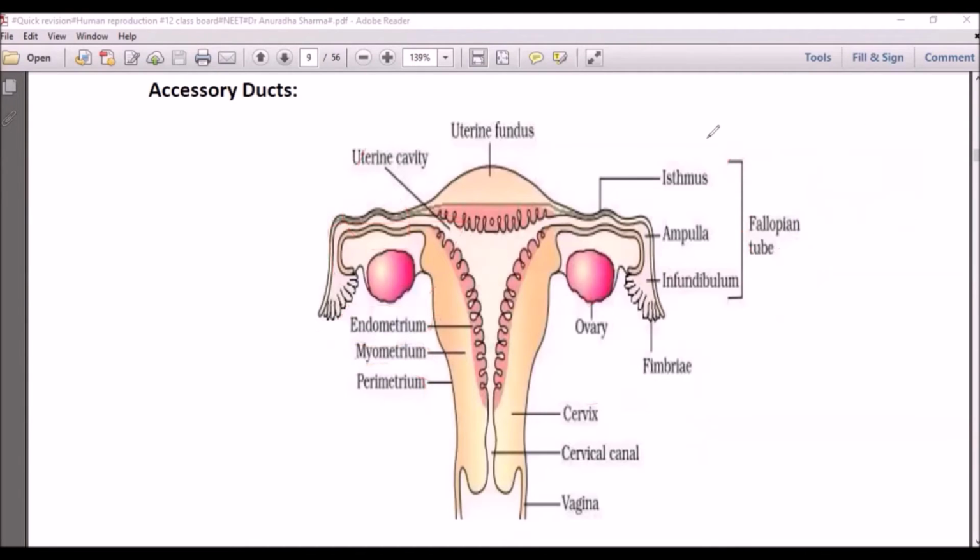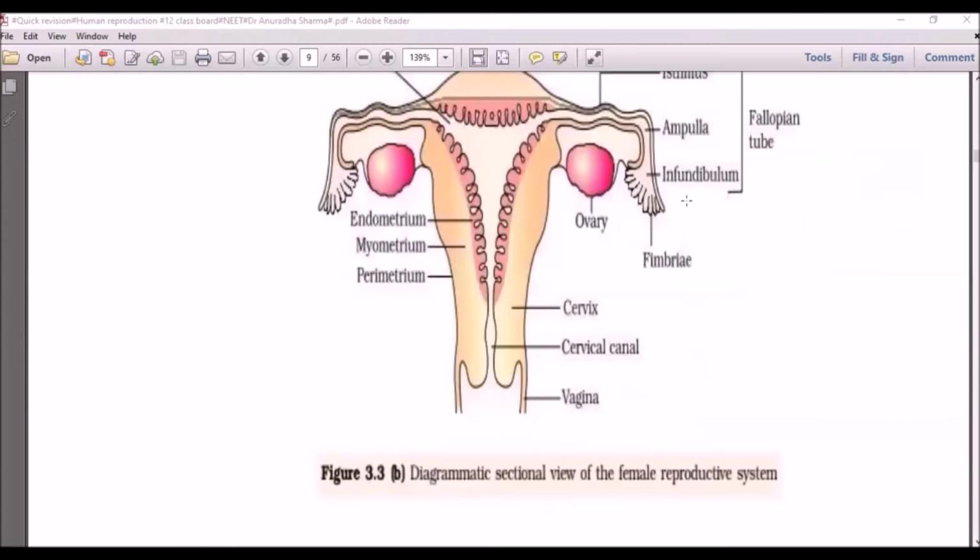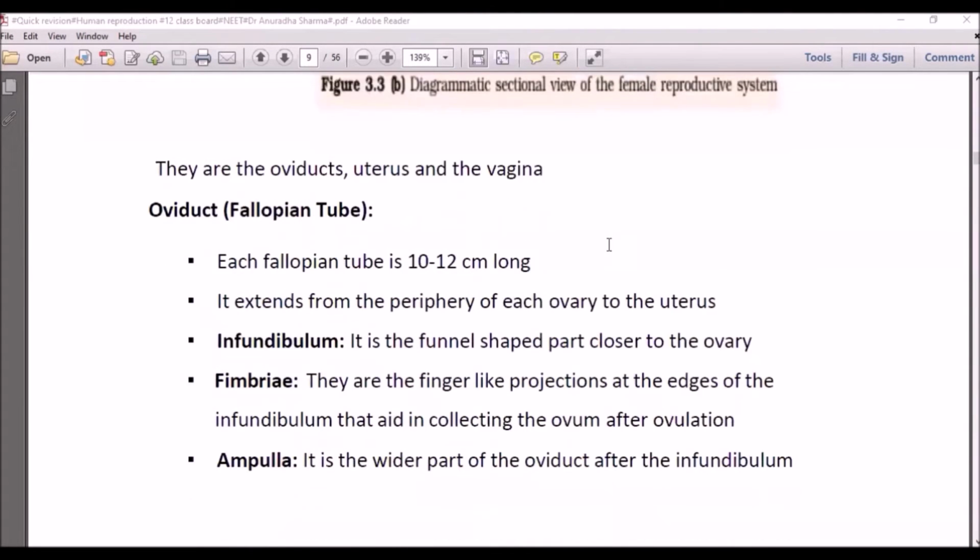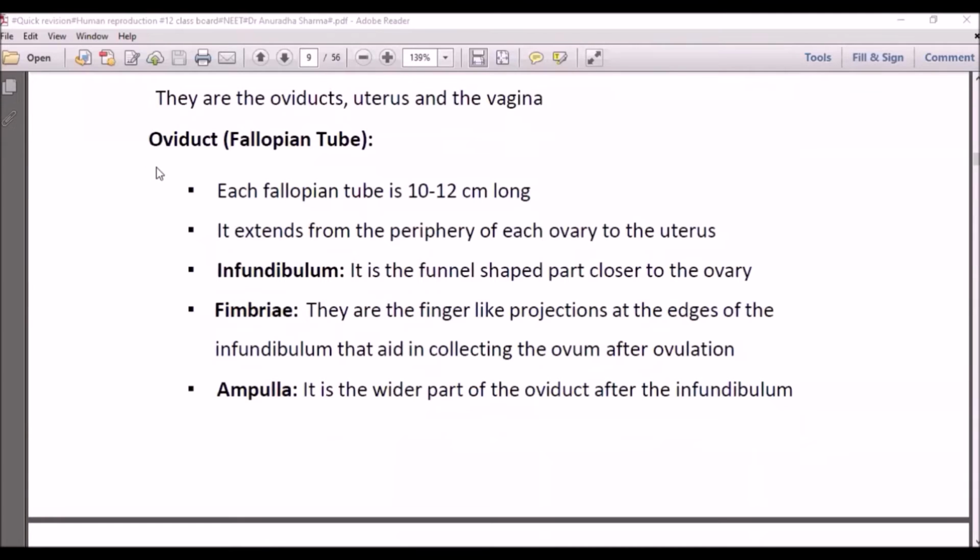You should know the different parts of the female reproductive system. Now we will study, as I have already told you, that the other name of fallopian tube is oviduct, and it is very important because fertilization takes place in this fallopian tube.